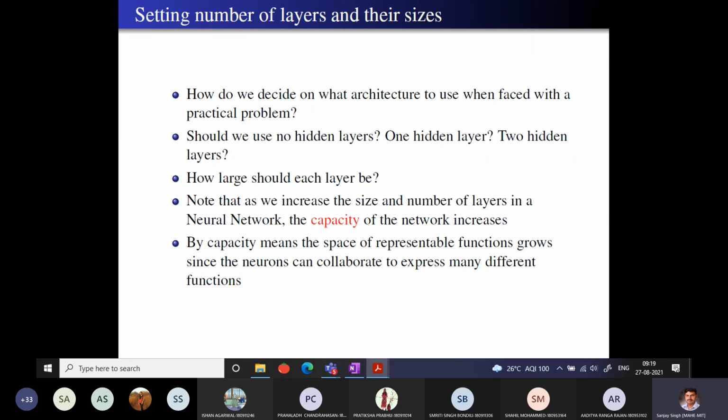But the question is, should I keep on increasing? Should I keep on adding those neurons? No, because there is some limit for this. Otherwise, you'll be unnecessarily doing this computation, and it does not yield anything for your problem as far as accuracy or efficiency is concerned. So we'll see.